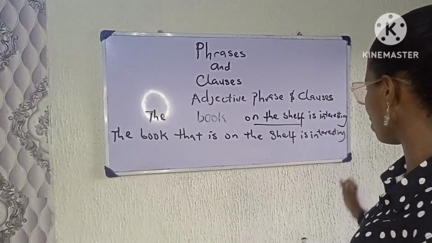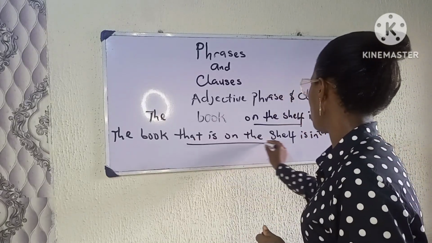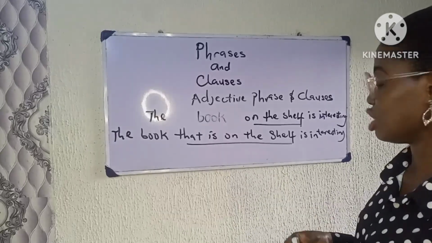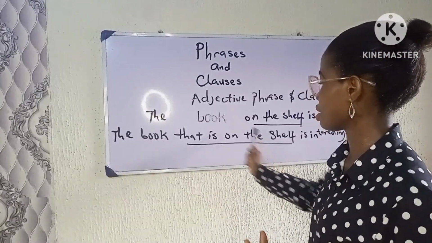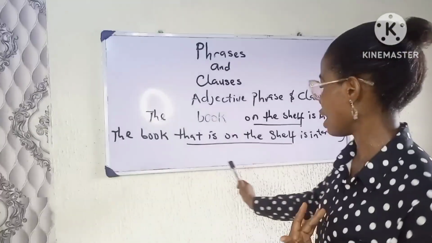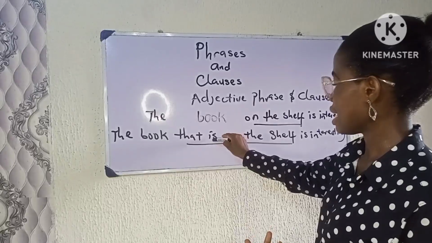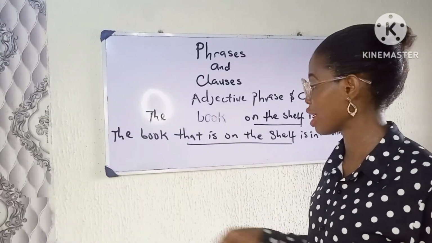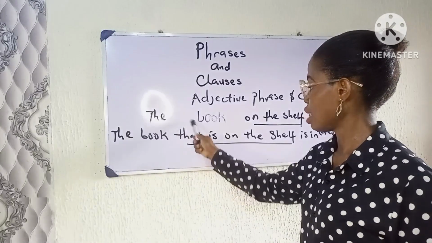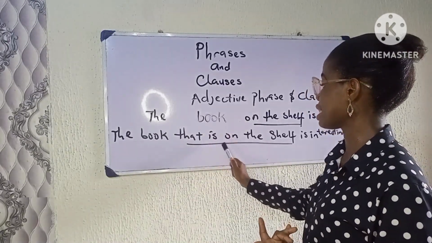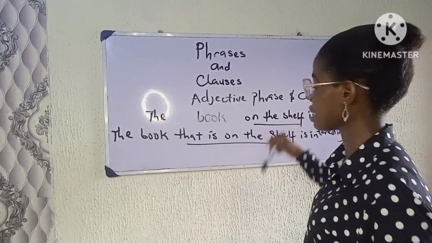The book that is on the shelf is interesting. Now if I underline that is on the shelf, this group of underlined words contains a subject and contains a verb. That is a subject and is a verb. That is a subject because it refers back to book. So that is the subject and is the verb in the underlined words. So this is a clause and this is a phrase.